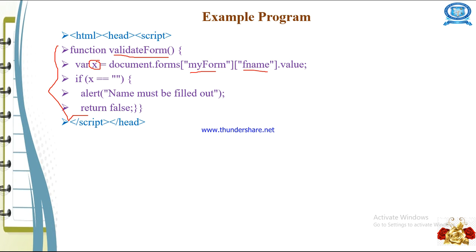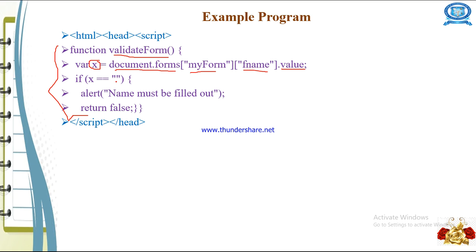Then the value in x, which value means the form: document.forms, that is myForm and the form name, dot value, is assigned to x. Next, check whether x is equal to null or not.